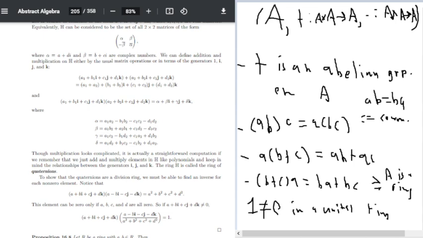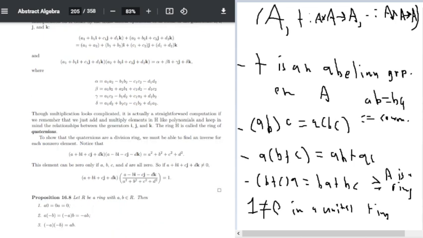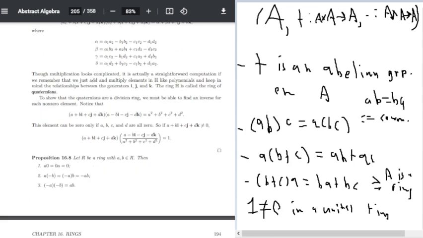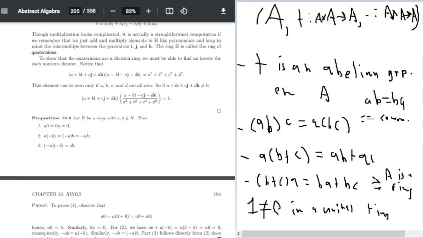The multiplication looks complicated, but it is actually a straightforward computation if we remember that we just add and multiply elements in H like polynomials and keep in mind the relationships between the generators i, j, and k. The ring H is called the ring of quaternions. That scares me because I need way more exposure to quaternions.